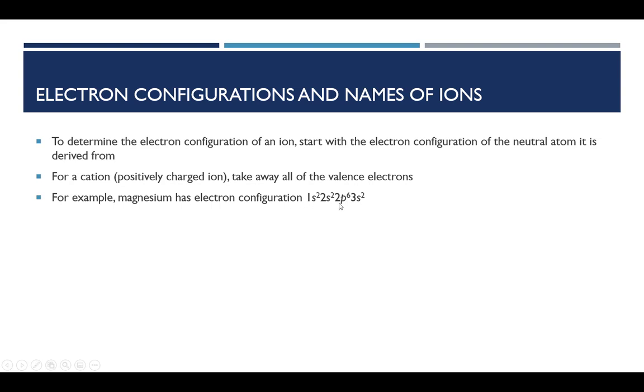Magnesium's electron configuration is given right here, and the valence shell would be the third shell. It's got 2 valence electrons. So magnesium is going to lose all its valence electrons.